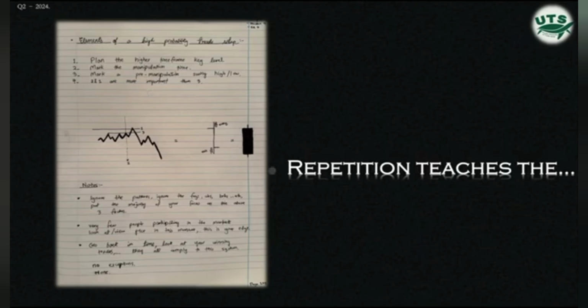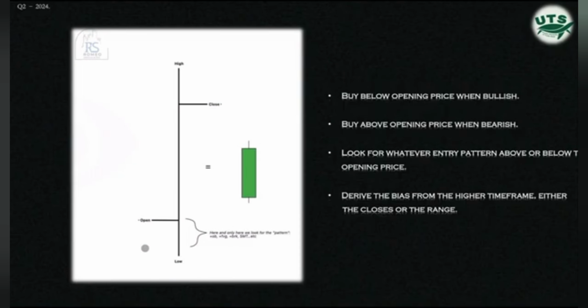Lose sleep over this picture. Think about it. All right, truly delve deep into it. Again, in summary, you buy below the opening price when bullish. You look for your pattern here, OB, FVG, breaker, SMT, whatever, right, over here. And vice versa. This is a bullish candle. So if you're expecting price to go higher because we closed above a candle, then you look for this. Buy below the open.